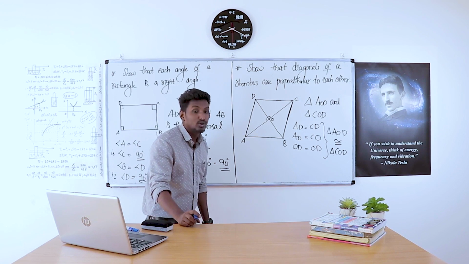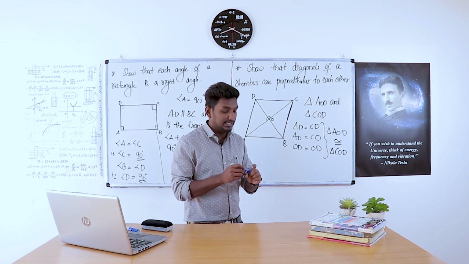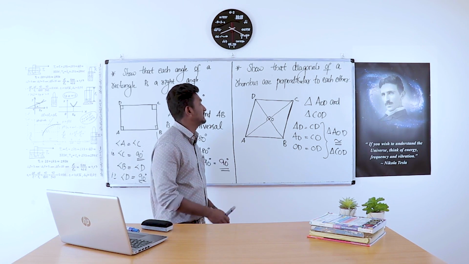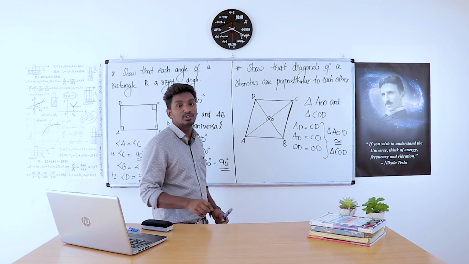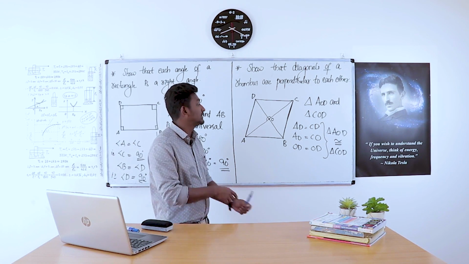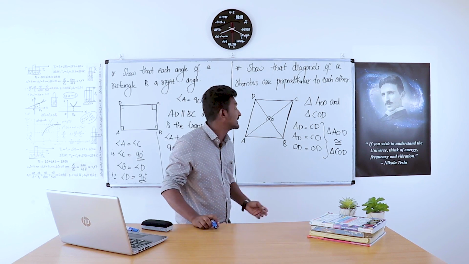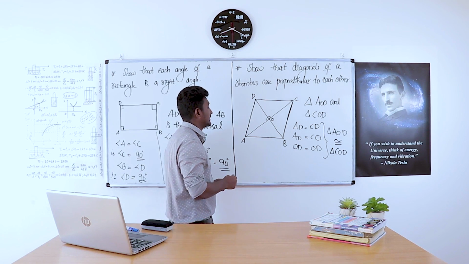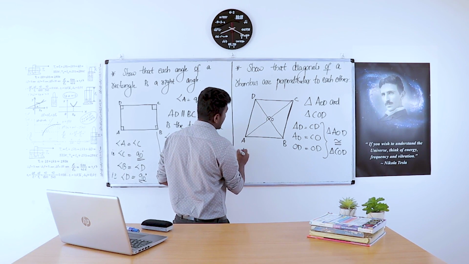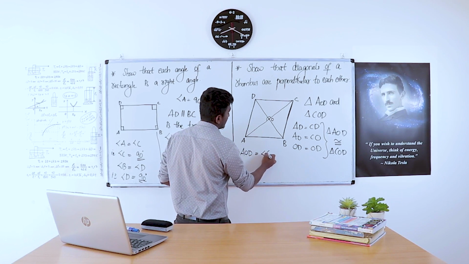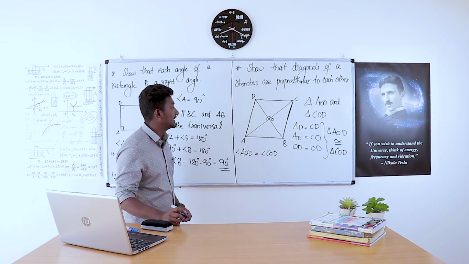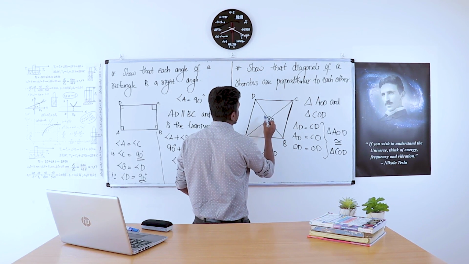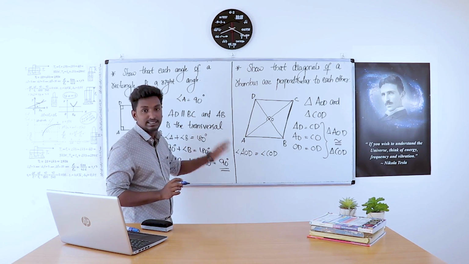For congruent triangles, by CPCT. What is CPCT? Corresponding parts of congruent triangles. So, when two triangles are congruent, all the corresponding parts are equal. That means all the sides and all the angles are equal. We can say angle AOD is equal to angle COD. That means if we take angle AOD as X, then COD is also X. Both the angles are equal.